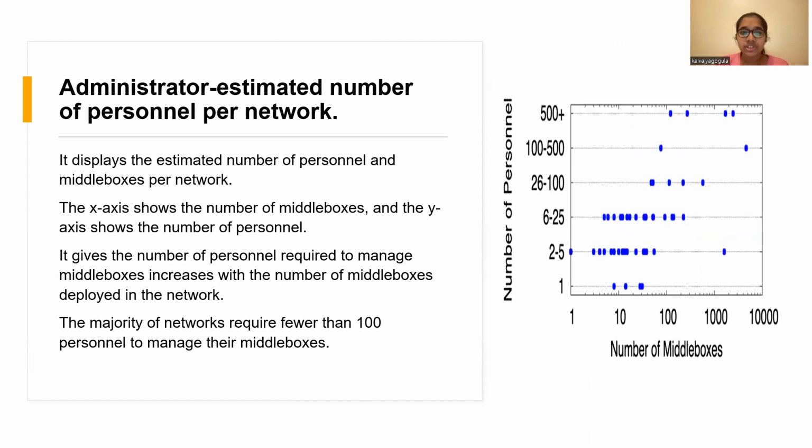Next, this graph is different from the previous one. It gives the number of personnel per network, displaying the estimated number of personnel and middle boxes per network. On the x-axis we have the number of middle boxes, and on the y-axis the number of personnel. The number of personnel required to manage the middle boxes increases with the number of middle boxes deployed in the network. From the result of this graph, the majority of networks require fewer than 100 personnel to manage their middle boxes.